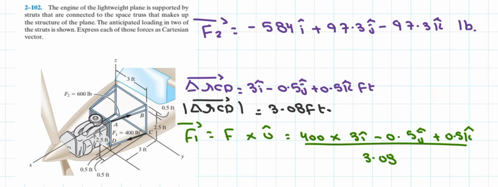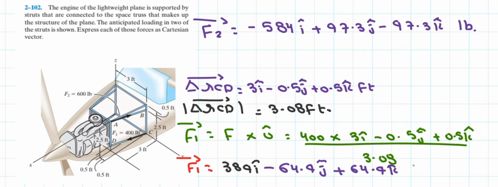So multiply 400 to the individual unit vectors present here. So it will become the vectorial form of F1, which is equal to 400 into 3i divided by 3.08. So you will get 389 i cap. Similarly, 400 into negative 0.5j divided by 3.08, so it will become negative 64.9 j cap. And lastly, 400 into positive 0.5k divided by 3.08, so it will become positive 64.9 k cap pound.